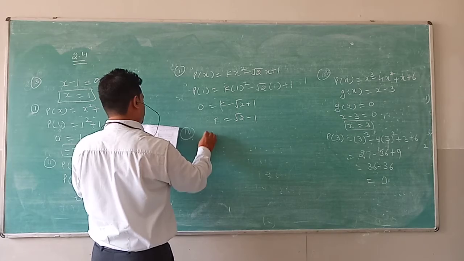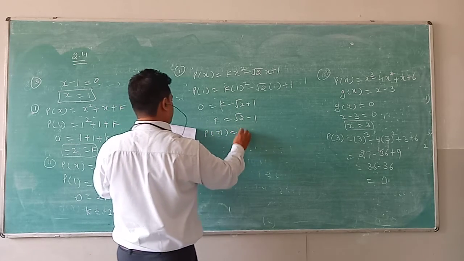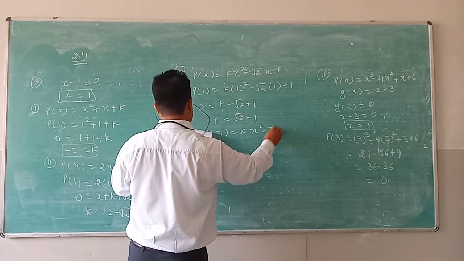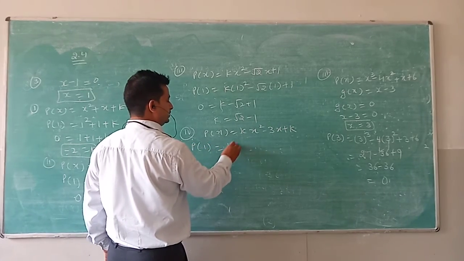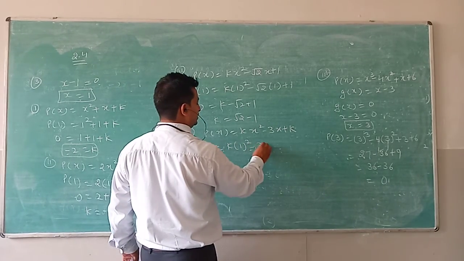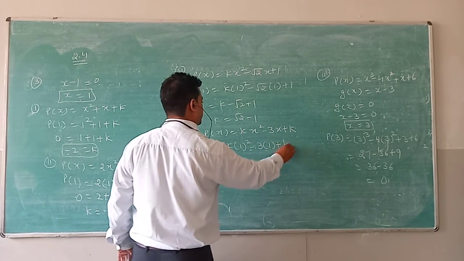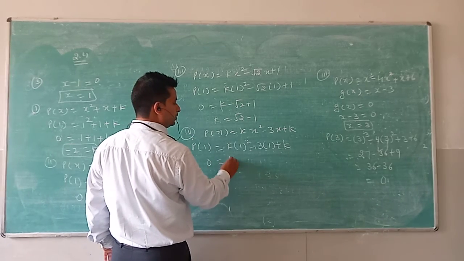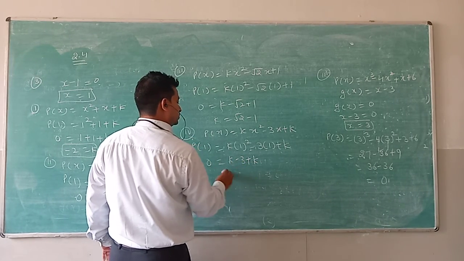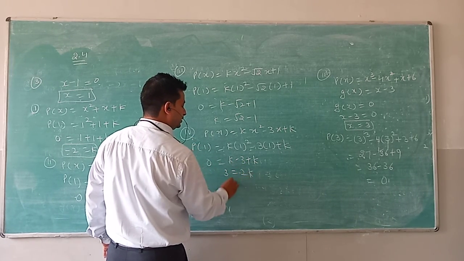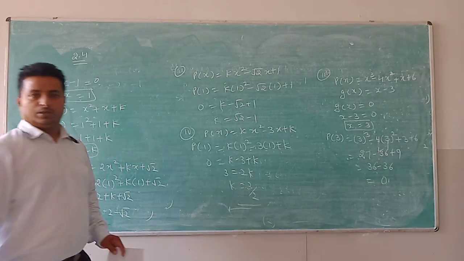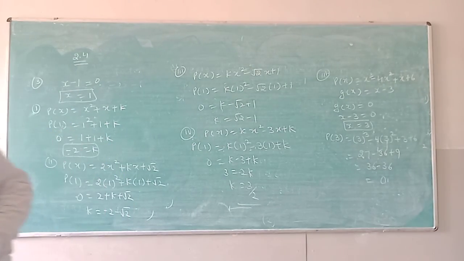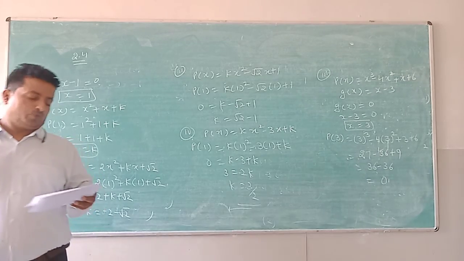In the next question, p(x) is kx square minus 3x plus k. When we put x is equal to 1, this is k into 1 square, minus 3 into 1, plus k. As p(1) is 0 because it is a factor, so 3 is equal to 2k, k is equal to 3 by 2. This is the value of k. Solve all these sums in your notebook. Thanks.